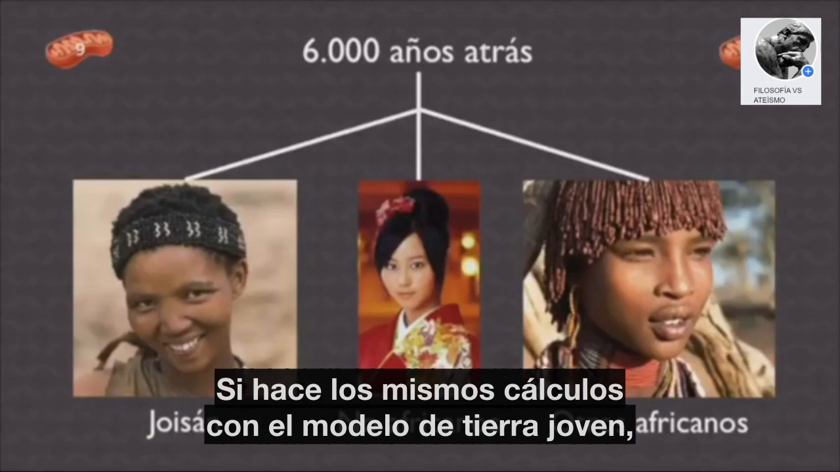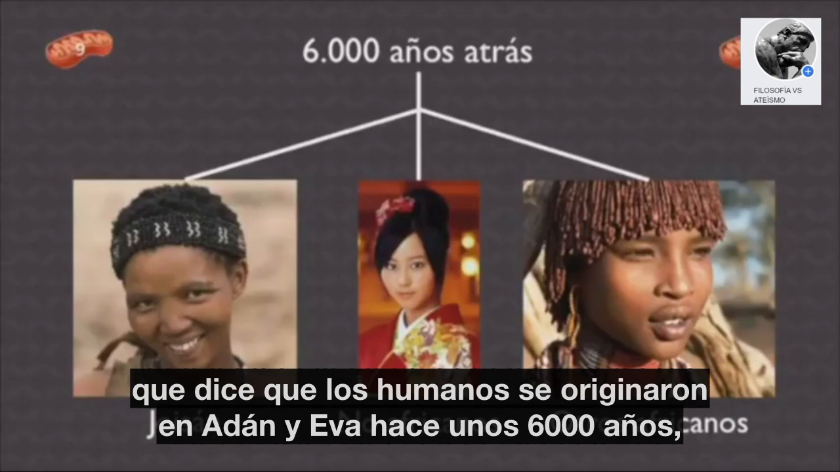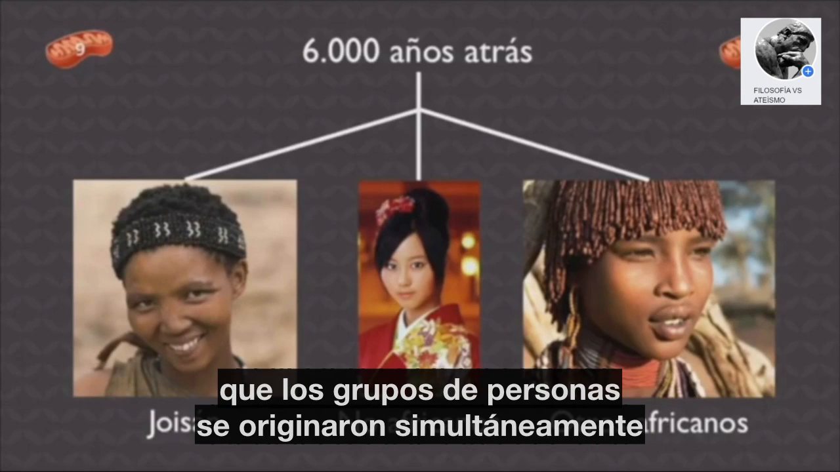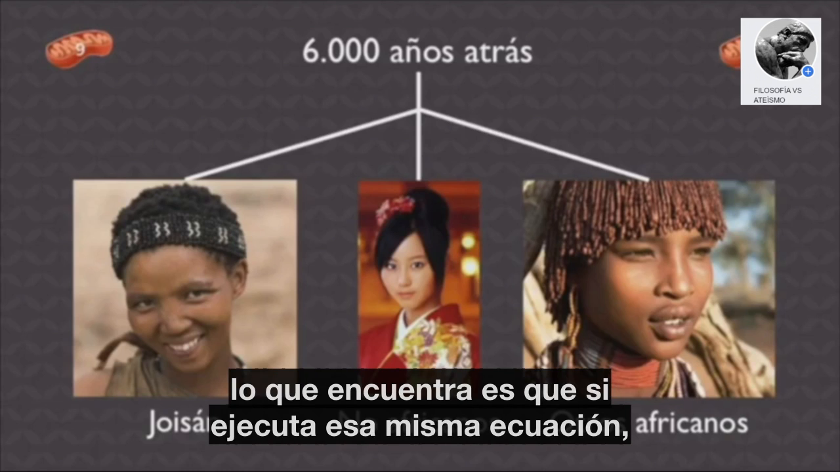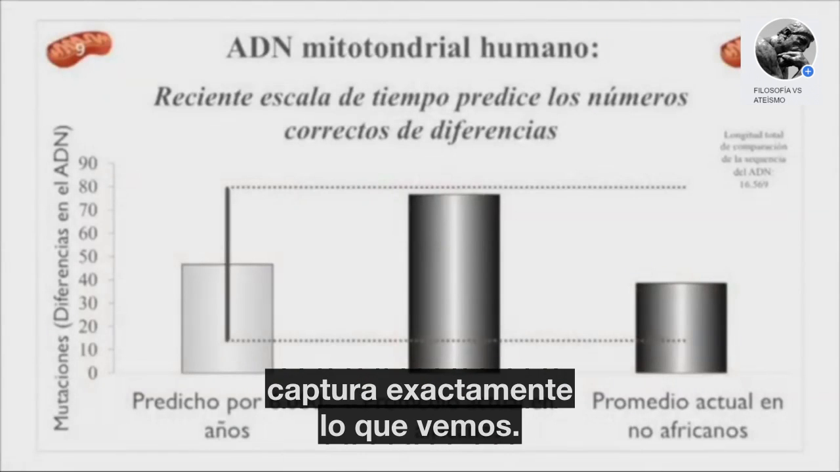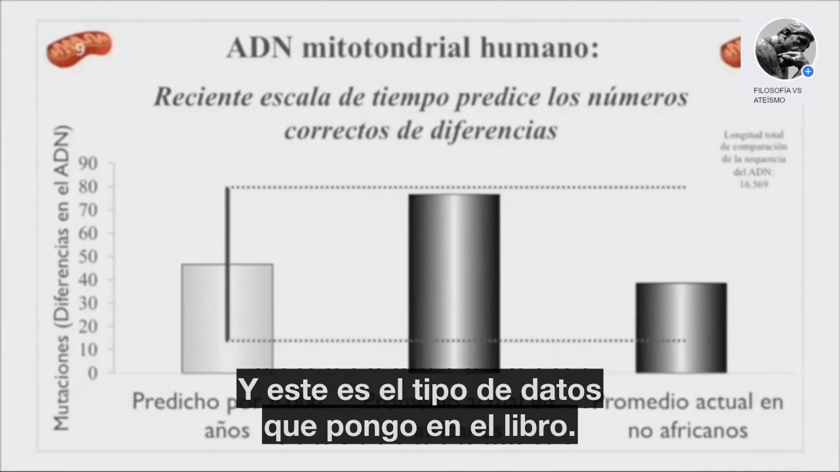If you do the same math with the young Earth model, which says humans originated from Adam and Eve about 6,000 years ago, that the people groups originated simultaneously at the Tower of Babel thereafter, what you find is if you run that same equation, it captures exactly what we see. And this is the type of data I put in the book.